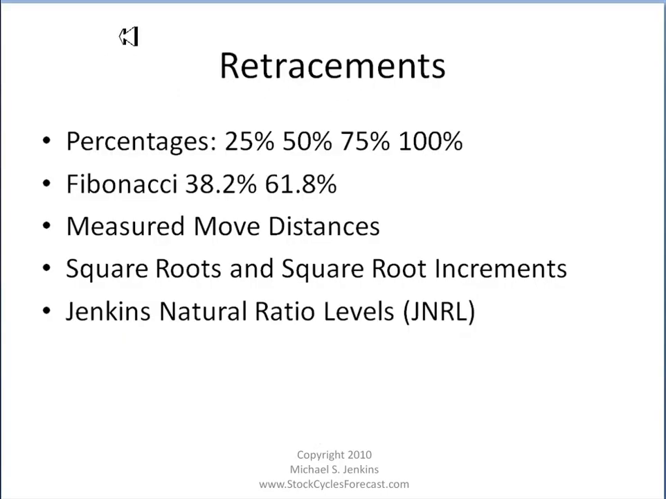We can also put some numbers on our retracements, and we find out that often it's a quarter, a half, 3/4, or they're Fibonacci numbers, .382, .618. We can use our measured moves. We can use square roots and square root increments, and we can also use what I prefer, the Jenkins natural ratio levels. So these are all methods of making an approximate guess of where it's going to correct and where we want to reposition ourselves on a new long if we've sold out.